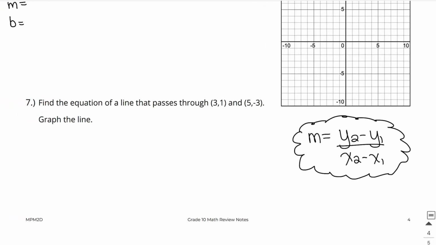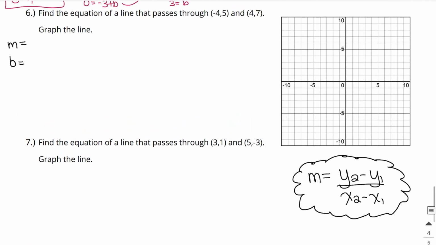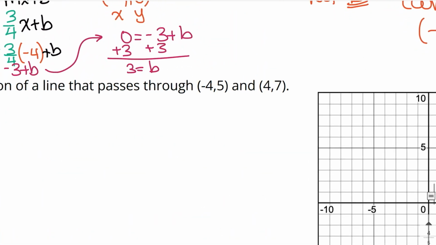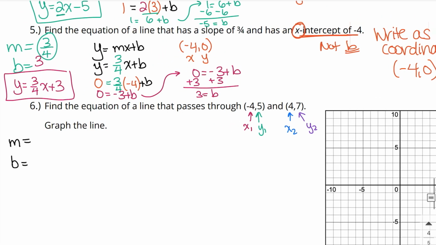So if we take a look at this right here, these are my points up here. So -4, 5, and 4, 7. So this right here is your x1. This number right here is going to be your y1. This 4 is your x2, and this 7 right here is your y2. So now when I go through and I use the formula, I'm going to rewrite the formula down.